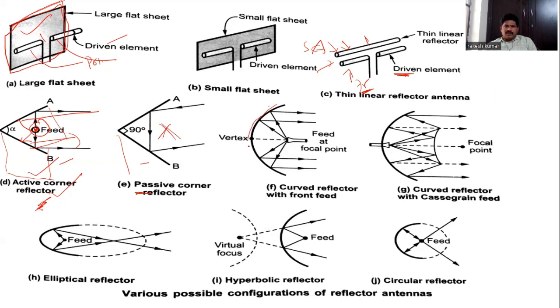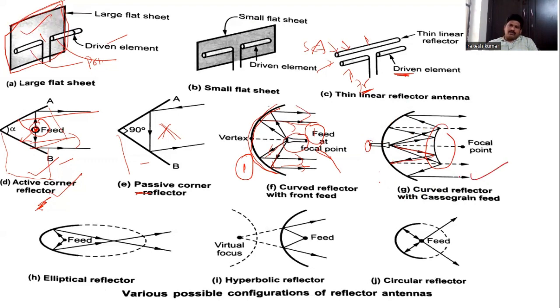Here the shape of the reflector is parabolic. This is my feed element. The rays fall on the reflector and all the rays move in the same direction. This is another setting. What is the difference here? How many primary antennas are there? Only one primary antenna and only one reflector. But here, there is a primary antenna, this is the first reflector, and this is the second reflector. The wave first falls on the first reflector, gets reflected back, and falls on the second reflector.